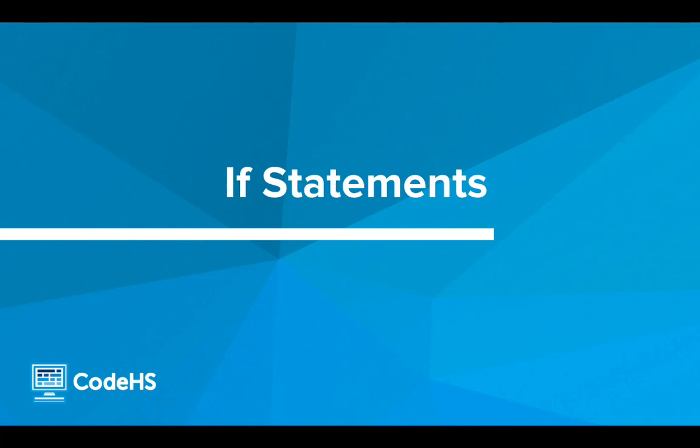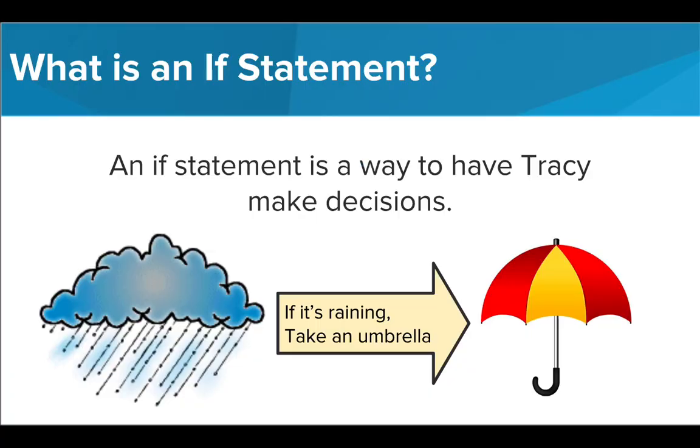Hi, in this video, we're going to learn how to use if statements to have Tracy make decisions. An if statement is a structure we use to tell Tracy to make decisions based on conditions in our code. We use if statements all the time in our daily lives, such as if it's raining, take an umbrella. We only complete the command of taking an umbrella if the condition that it's raining is true.